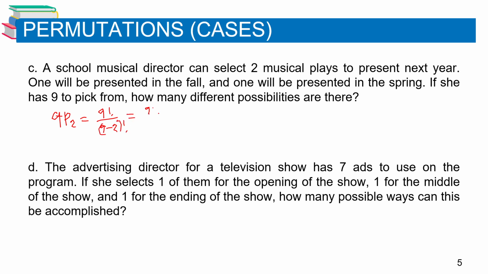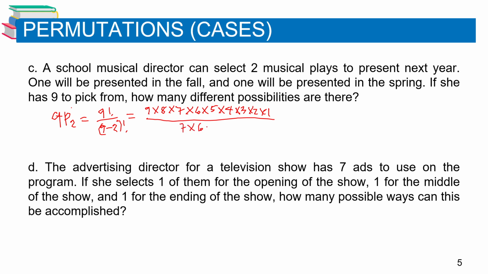So we have 9 times 8 times 7 times 6 times 5 times 4 times 3 times 2 times 1. But you could use the calculator. Just click 9 permutation of 2. So what is 9 permutation of 2? That is equal to 72. If we compute it manually, this will become 7 factorial, 7 times 6 times 5 times 4 times 3 times 2 times 1.